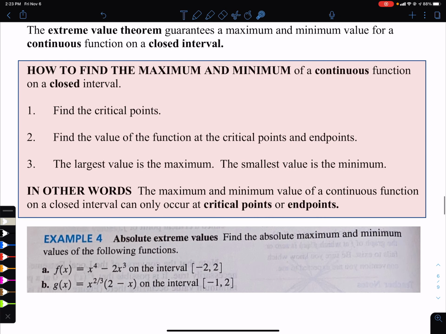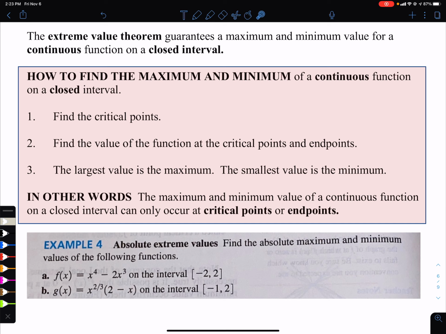So here's an important thing. This happens all the time on FRQs. I guarantee you're going to have a problem of this kind on your AP test. So remember, the extreme value theorem says that if you have a continuous function on a closed interval, you're going to have a max or min. Well, here's the next thing you have to know, and you'll be quizzed on this. How do you find a max and min of a continuous function on a closed interval? So here's what you need to know. Maximums and minimums that are guaranteed by the extreme value theorem occur either at critical points or endpoints.